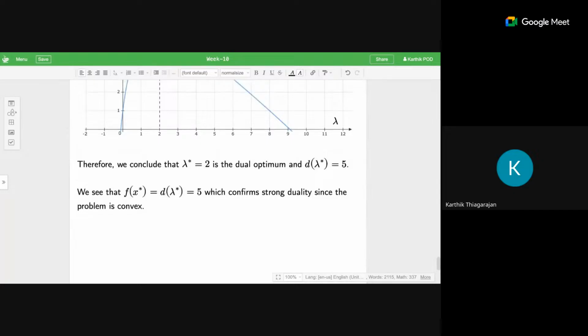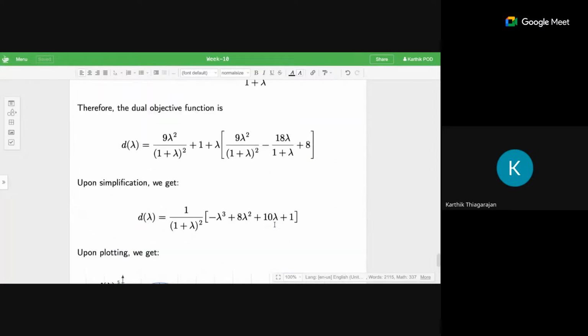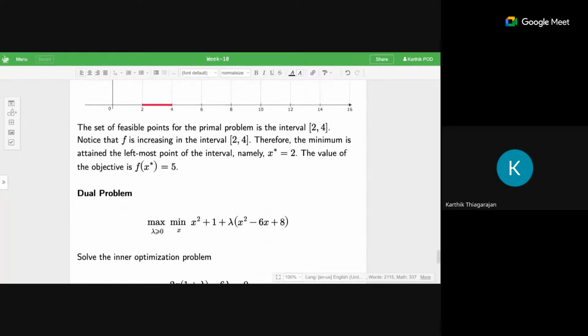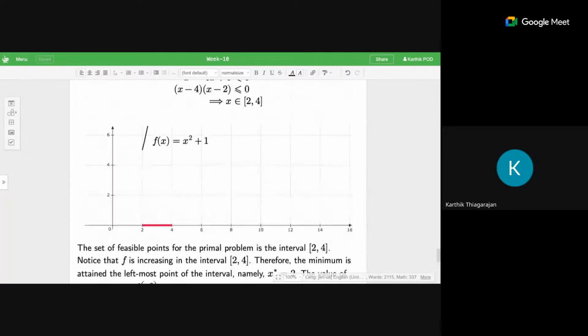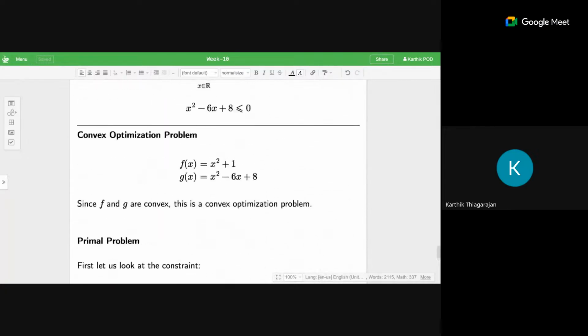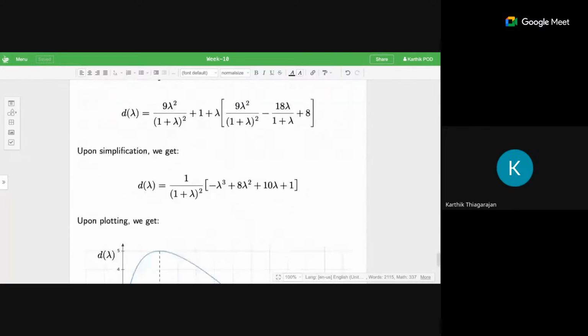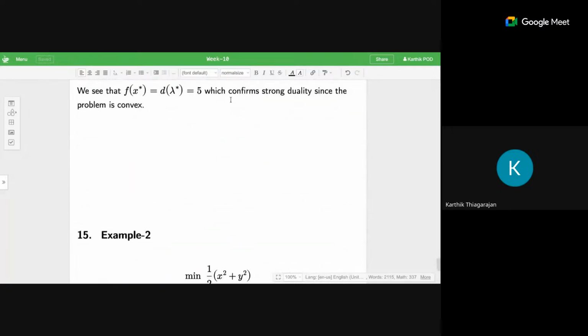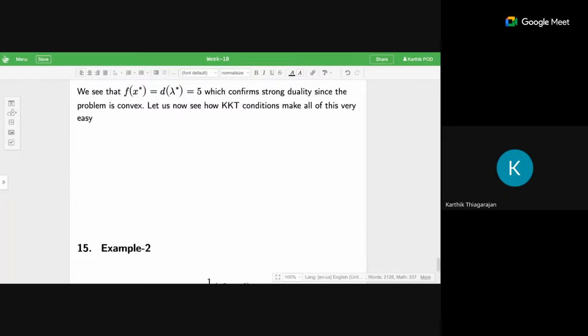So all this is fine. All this is to show you what is happening behind the screens, but we could have done all of this without having to explicitly solve any of this. That's where the KKT conditions come in. So once this background has been provided, let us now see how KKT conditions make all of this very easy. Okay, so that's the goal.